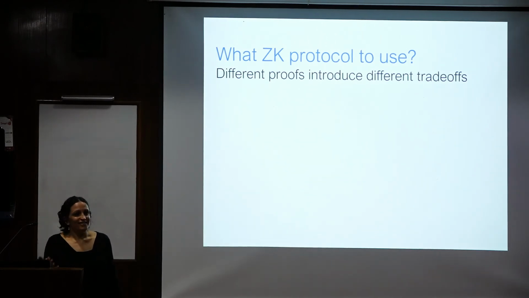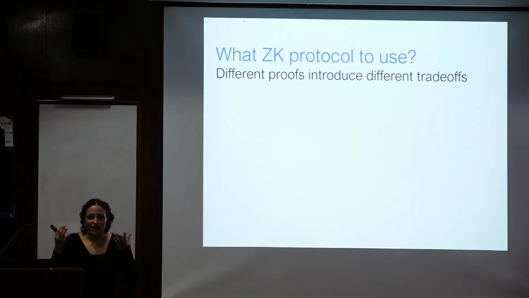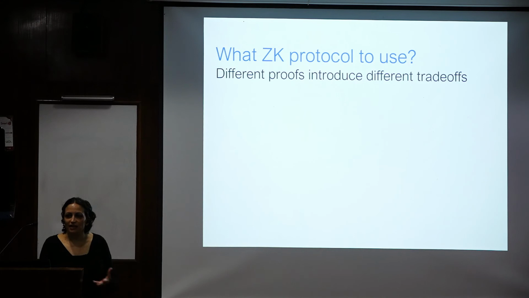Now the question, again, is which zero knowledge proof shall we use? It's natural to think we have great zero knowledge proof systems that we can embed in our MPC systems. But we have so many, and they introduce different trade-offs, right? I think Chaya was talking about it yesterday.